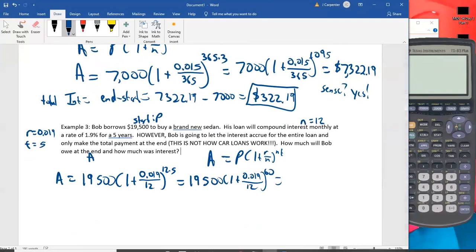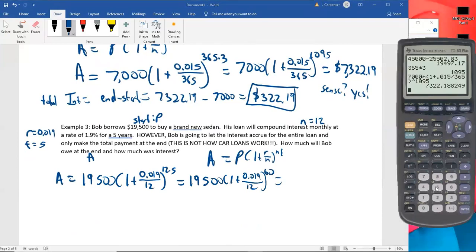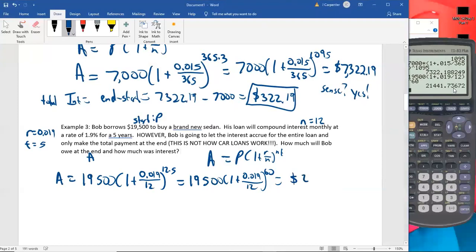Like so. And then we just crunch away: 19,500 times 1 plus 0.019 divided by 12. Close it, raise it to the 60th power. And we get $21,441.74. So that was the price of the car with interest. A W with a circle means with, so that's price with interest. In other words, the future value A.